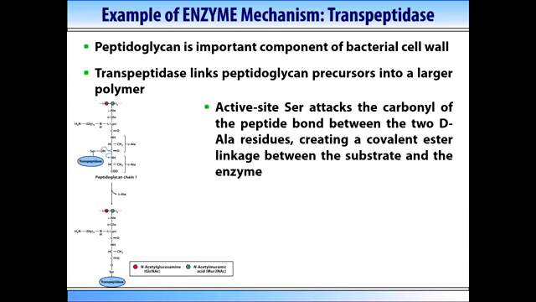So another example. Peptidoglycan. This is an important component of the bacterial cell wall. And there is an enzyme called transpeptidase, which links the peptidoglycan precursors into a larger polymer. So here is just an example. We have this enzyme transpeptidase. What happens is that it also has a serine, which has this nucleophilic OH, which attacks the carbonyl carbon group, right, and gets itself attached to that precursor. So this is how the cell wall is synthesized in bacteria.